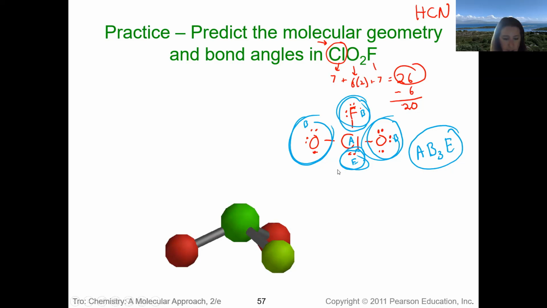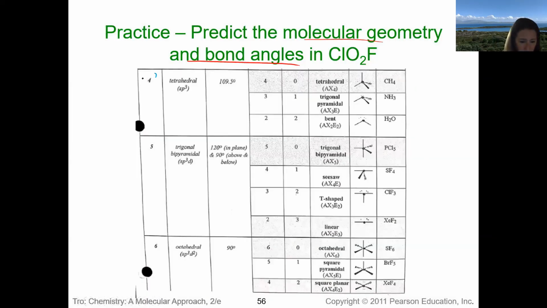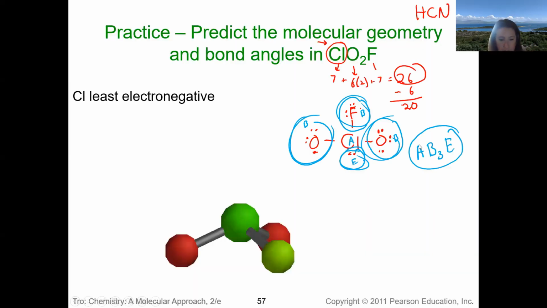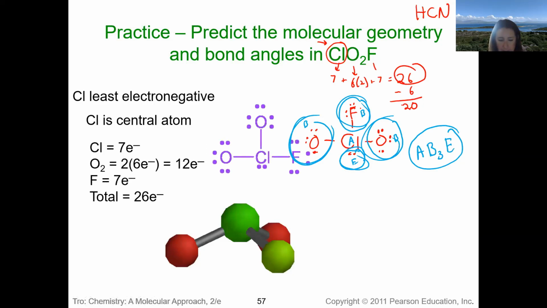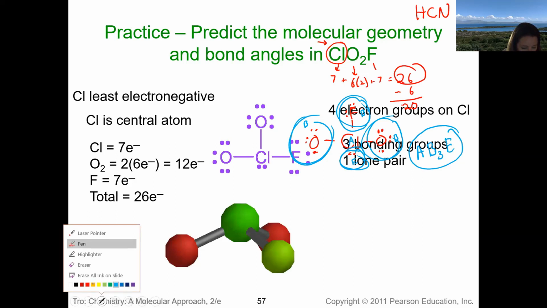So we look at our cheat sheet here, and we look for the 4, and we decided it was AB3E. So that means 3 atoms, 1 electron pair. This is trigonal pyramidal. Bond angle less than 109.5, right? Less than 109.5. So here it is. Let me just erase mine so you can see all this in summary.